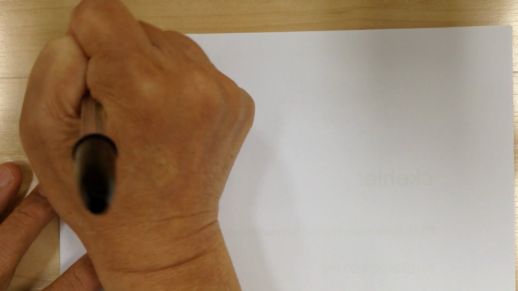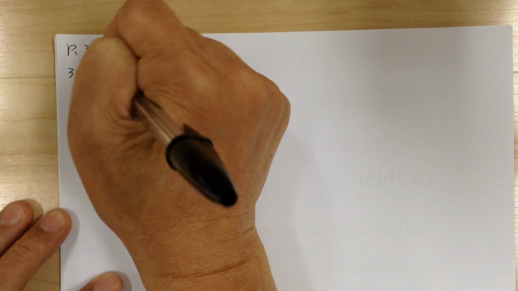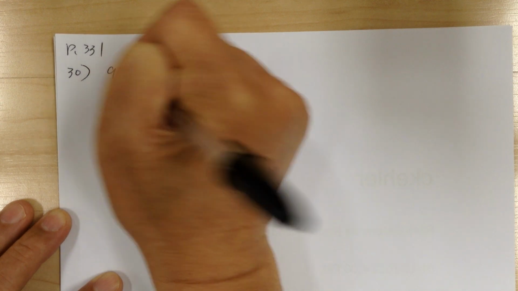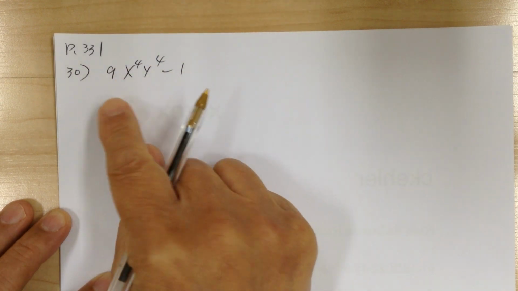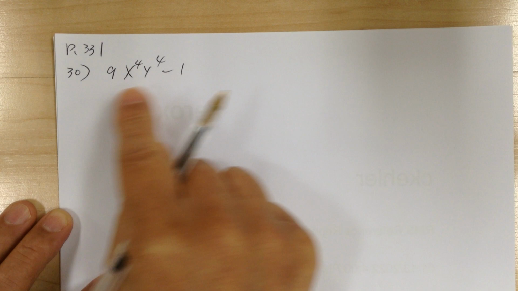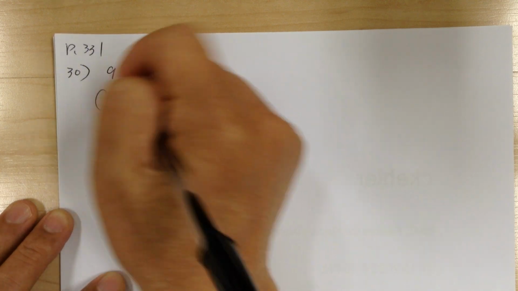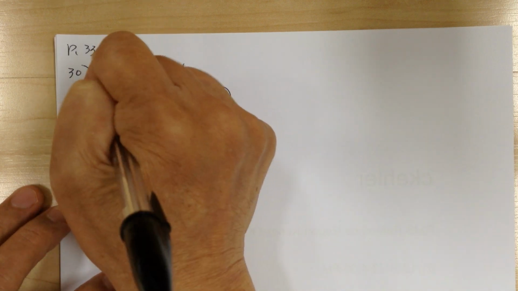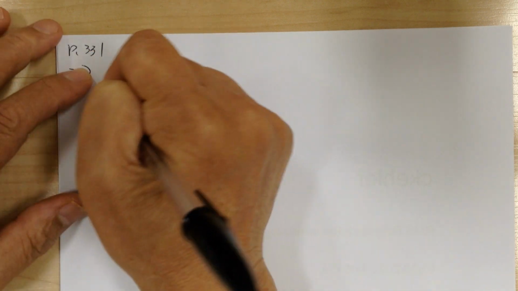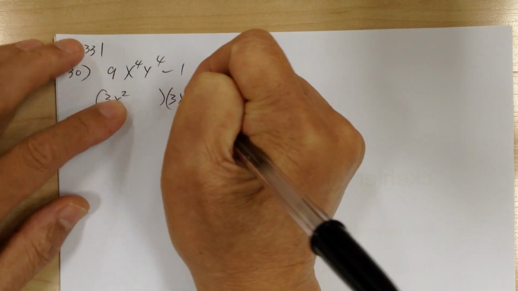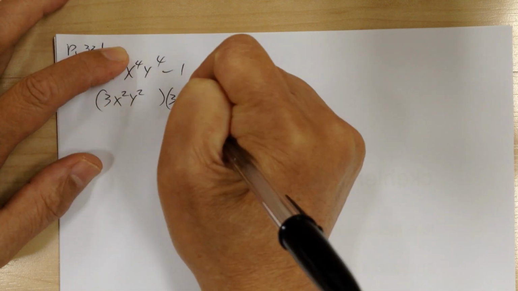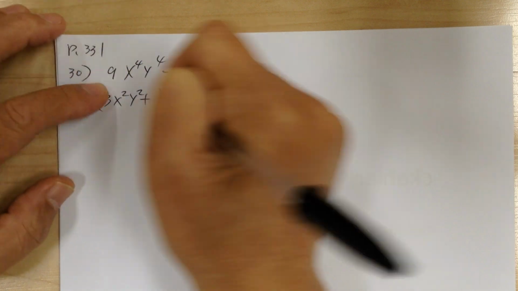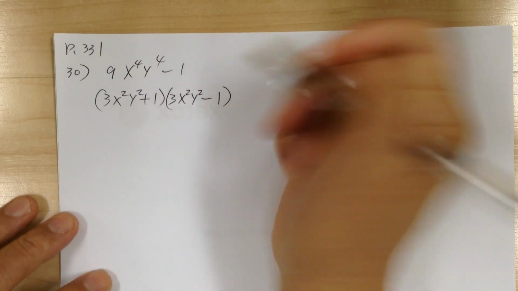Okay, let's go to number 30. Okay, you have 9x to the 4, y to the 4 minus 1. Okay, so step 1, common factor, cannot. So you go to step 2. Everything's all perfect square, so you can have 2 sets of parentheses. So 3 times 3 give you 9. X squared times x squared give you x to the 4. Y squared times y squared give you y to the 4. Plus times minus give you minus. 1 times 1 give you 1.